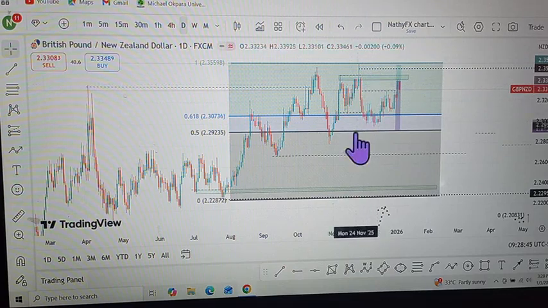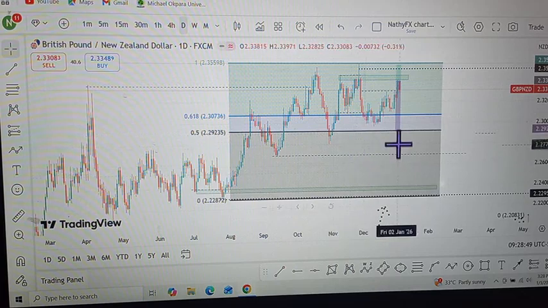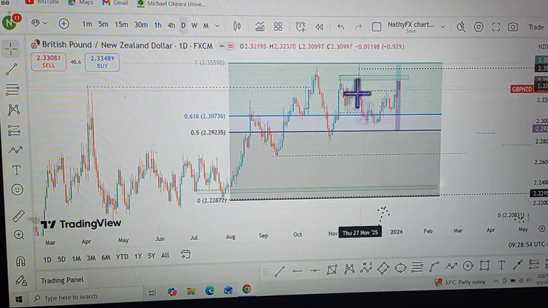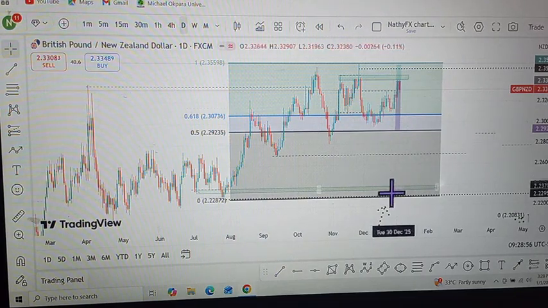Yeah, we can see it. And anything below the 50% is now discount. So what should we do? We look for opportunity to sell from this premium till it enters discount.